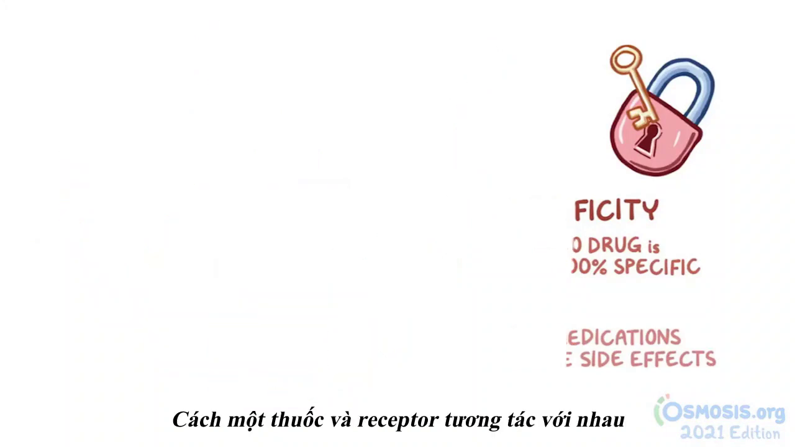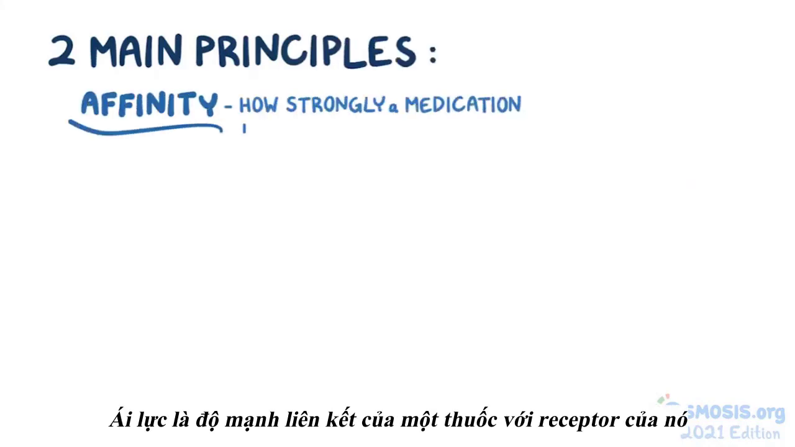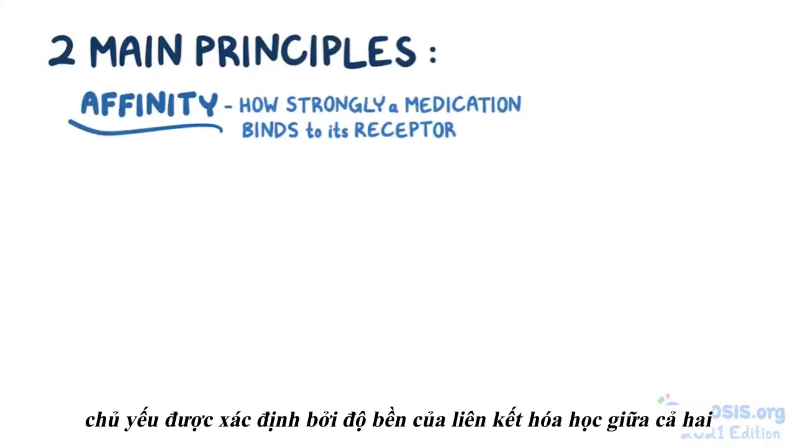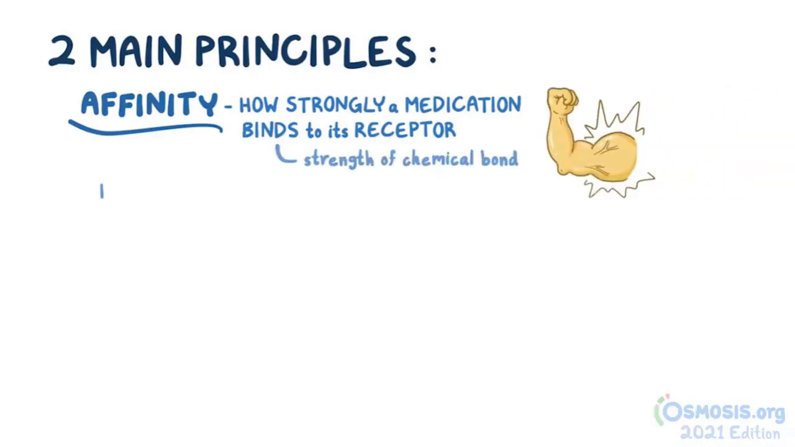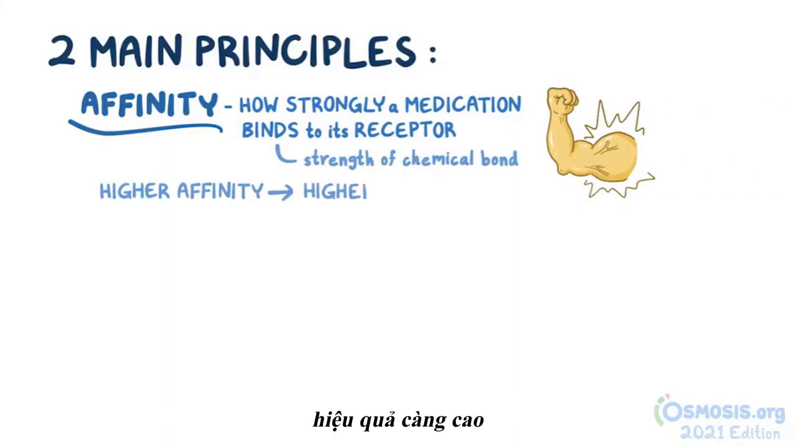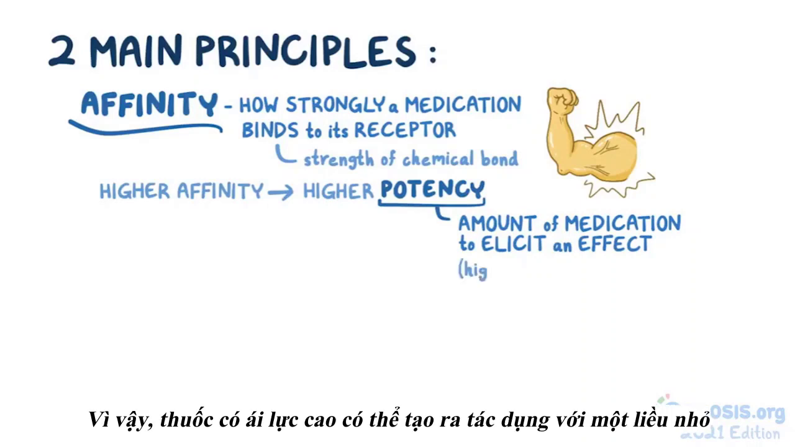Now, the way a medication and receptor interact with each other is ruled by 2 main principles. Affinity is how strongly a medication binds to its receptor. This is mainly determined by the strength of the chemical bond between the two. The higher the affinity, the higher the potency, which is the amount of medication needed to elicit an effect. So medications with high affinity can produce an effect at a lower dose.